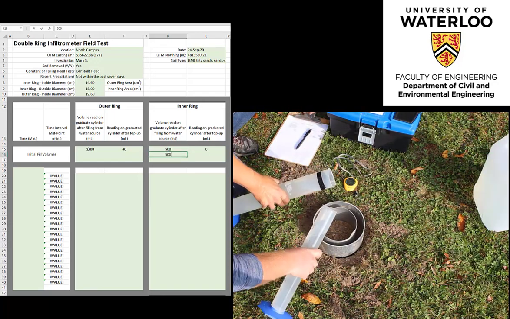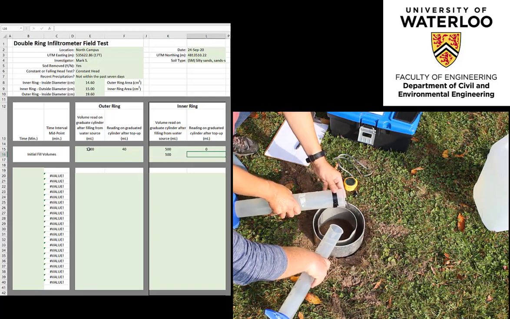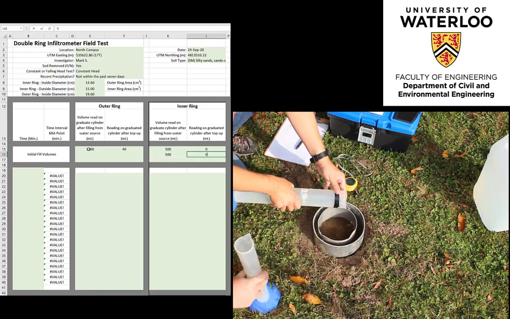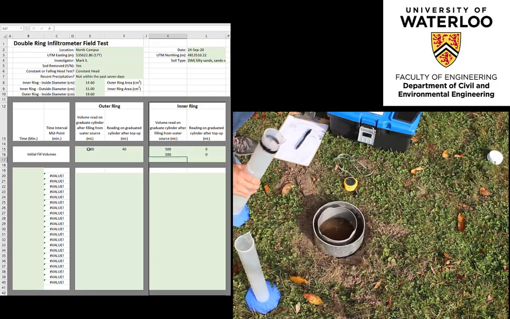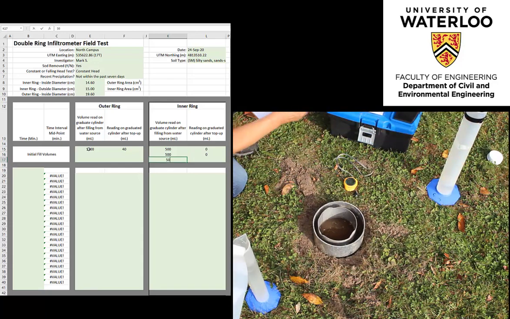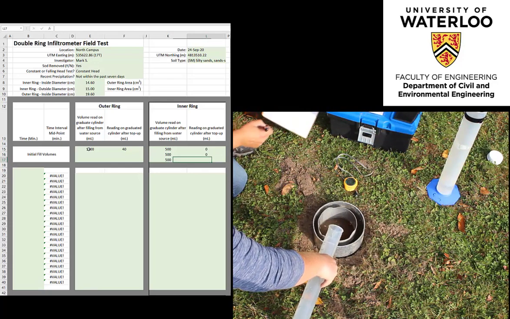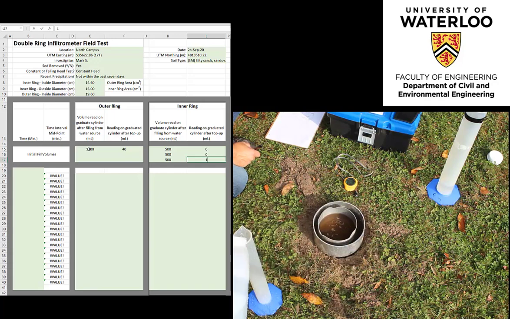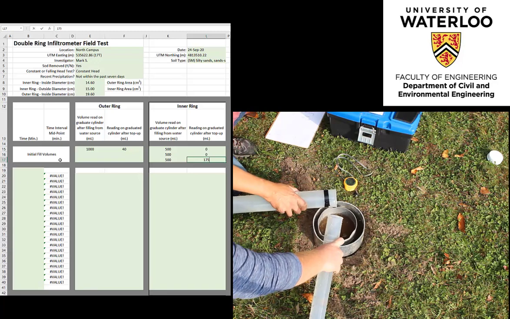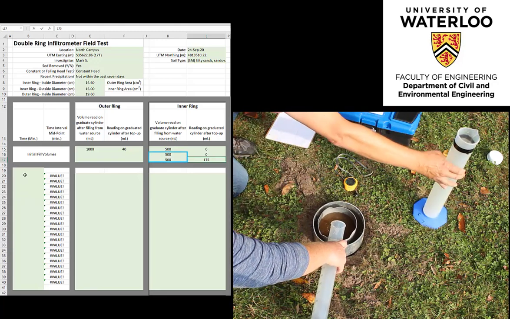The graduated cylinders are filled and quickly dispensed into the rings until the water levels have reached the fill lines denoted with the Sharpie, hence the constant head values. The initial fill volumes for V1 and V2 are observed and recorded in the field record. Here it is of note that the graduated cylinder dedicated for filling the inner ring, V2, had to be refilled 2 more times to reach the constant head fill line.